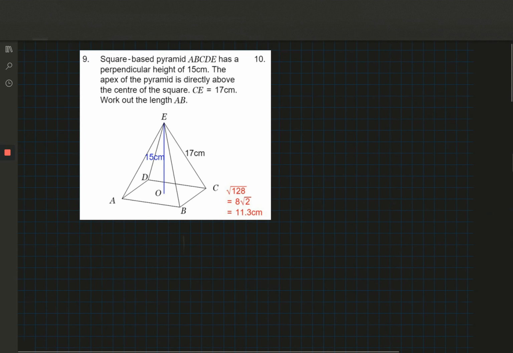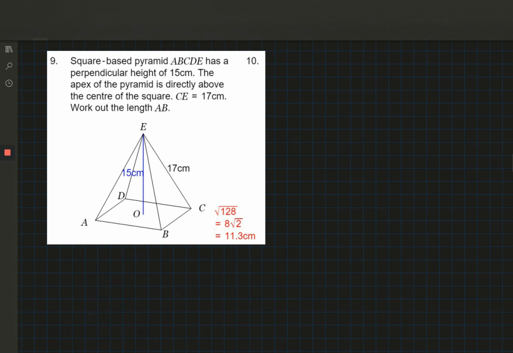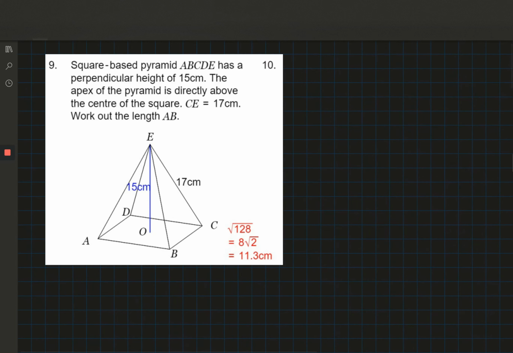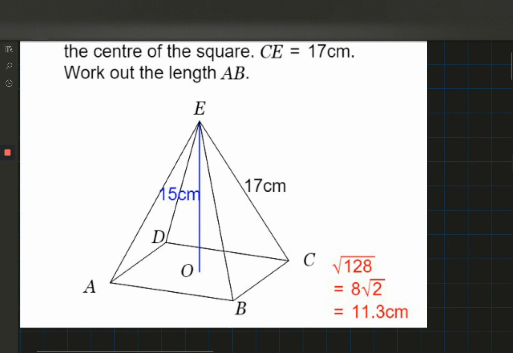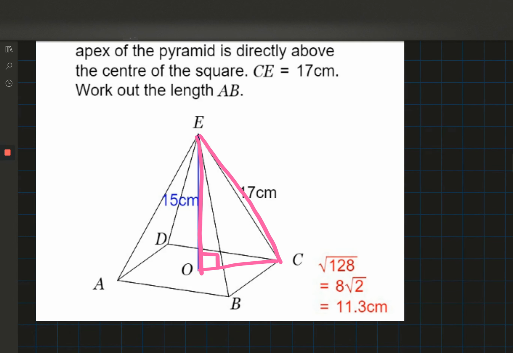To get started, we're going to need to work out which right angled triangles we can use. I can see that I can draw a right angled triangle from O to C and from E to O. So that's triangle 1. You can see there's a right angle there, and I have two lengths, 17 and 15. So I can now find length OC.